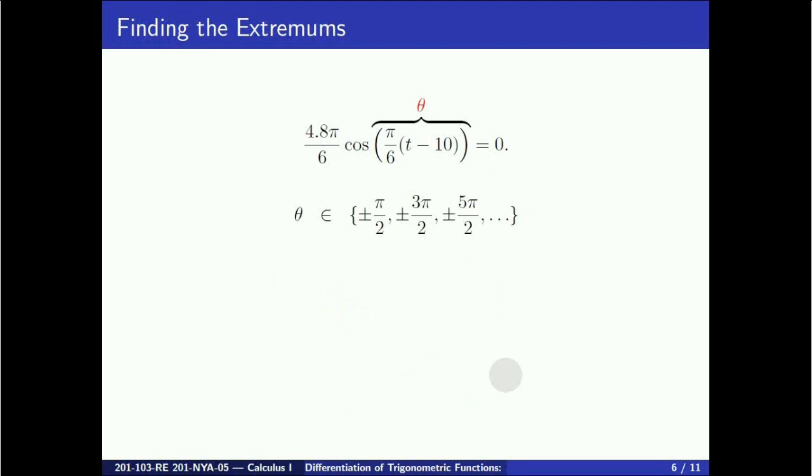Now we're going to replace theta by what it is, pi over 6 times (t minus 10). So this means that pi over 6 times (t minus 10) is contained in the set plus or minus pi over 2, plus or minus 3 pi over 2, and so on. So we need to isolate t on the left-hand side.